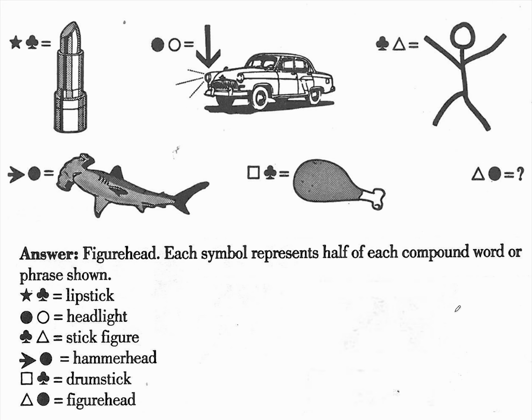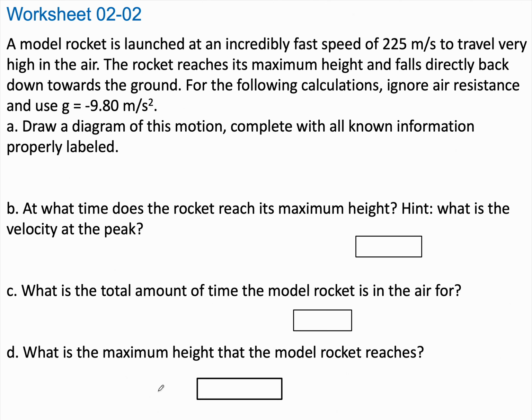The first one was lipstick. The second one was headlight. Stick figure was the third one. That was a hard one. Hammerhead for that one. Drumstick there, which means triangle black circle stands for figurehead, which was kind of unusual, but hopefully you figured it out. Good. All right, now the homework.